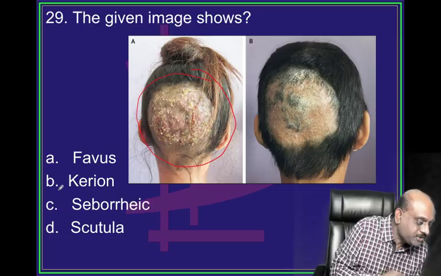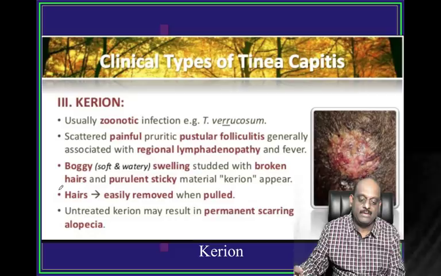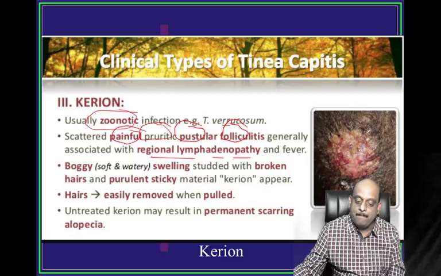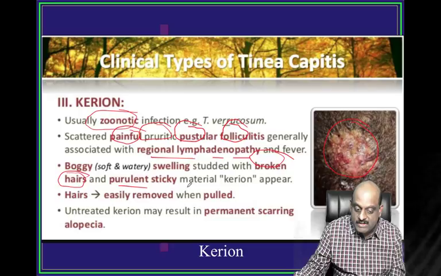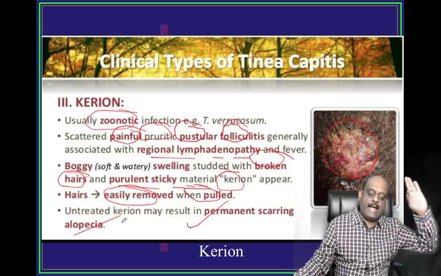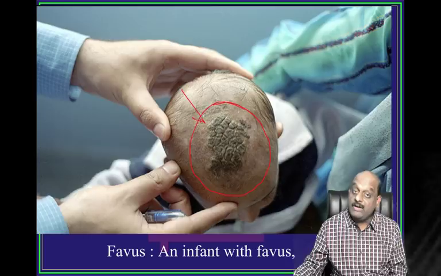So Ashwin, Maran and Muhammad, everyone is saying B, carry on. Absolutely, doctor. Kerion is zoonotic, painful, pruritic, pustular, folliculitis with regional lymphadenopathy. It is a boggy swelling, studded with broken hairs, with purulent sticky material. Hairs are easily removable when pulled, pluckable. And if you don't treat, permanent scarring alopecia is the consequence of the kerion, is what you need to remember. So this is a favus in an infant. Even in an infant it can happen, favus lesion.